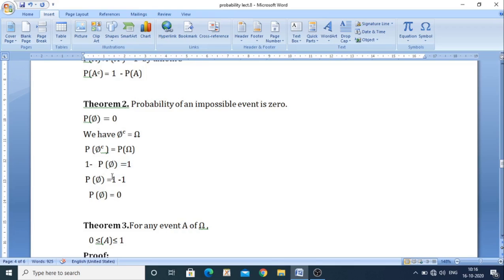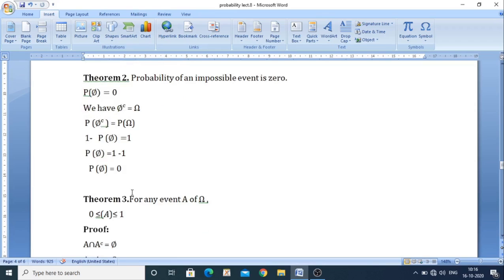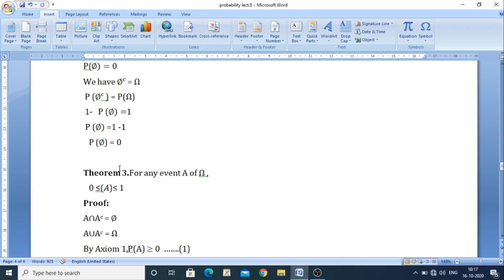So this 1 minus this 1, and this P of phi we can take to the RHS, that will become positive. So P of phi is equal to 1 minus 1, and 1 minus 1 is 0. So probability of the empty set is always 0. Obvious it is, because we know that for the empty set, m is equal to 0. So by definition m upon n, 0 upon n, that is 0 always. But here we can prove it by using these identities.